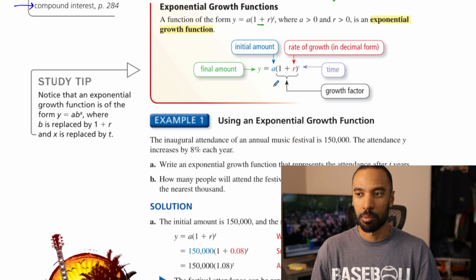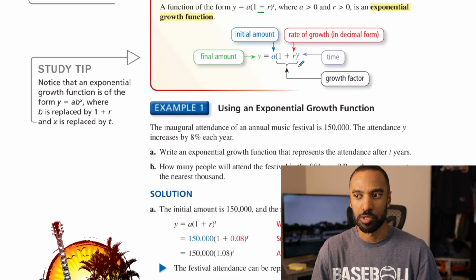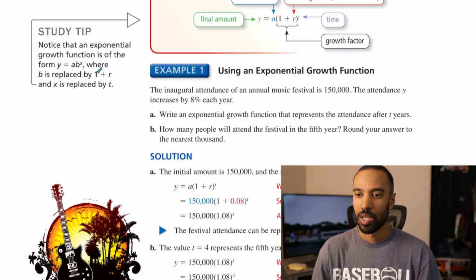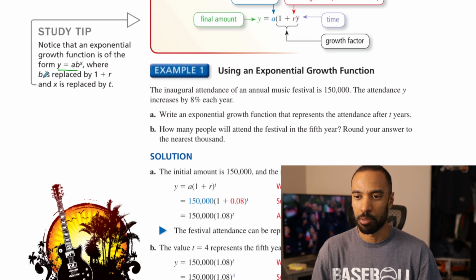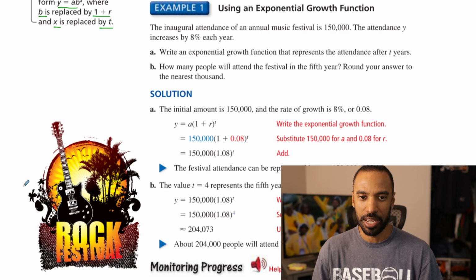Okay, A is the initial amount. If you thought of it before as the y-intercept, it is the value of y when t equals 0, when you have 0 time, so the initial. Oh, they just state a note here: b is replaced by 1 plus r and x is replaced by t. Perfect. Okay, here's that image I was talking about. This thing loads pretty heavily on there.